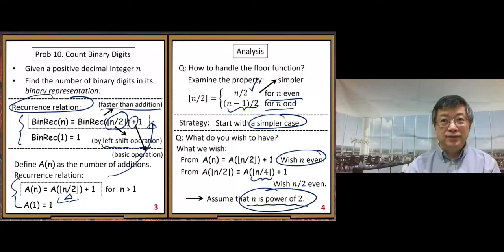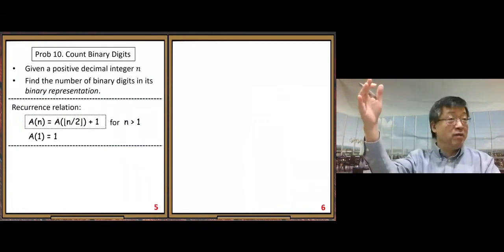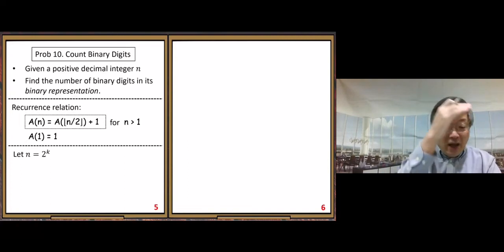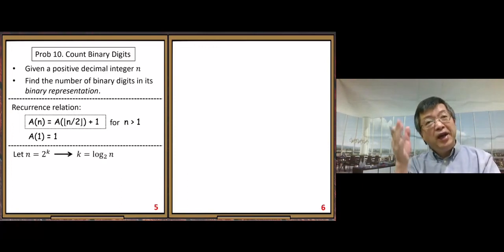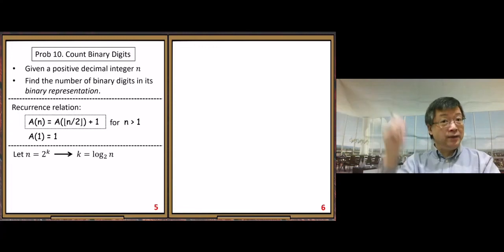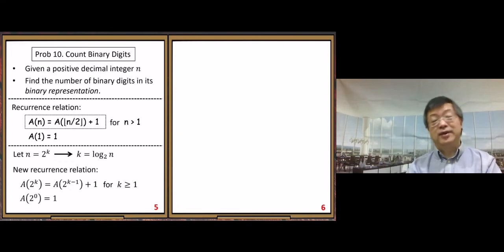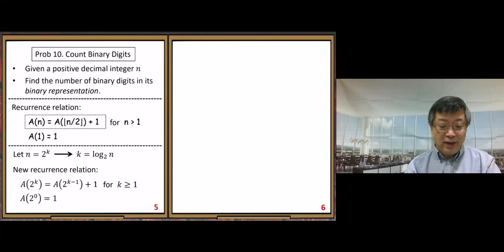All right. So next, I want to solve the problem when n is a power of 2. Let's find the answer, because that is the easiest case we can work on at this point. n equals 2 to the kth power, so we know k equals log base 2 of n. So the new recurrence relation we can write in this way.